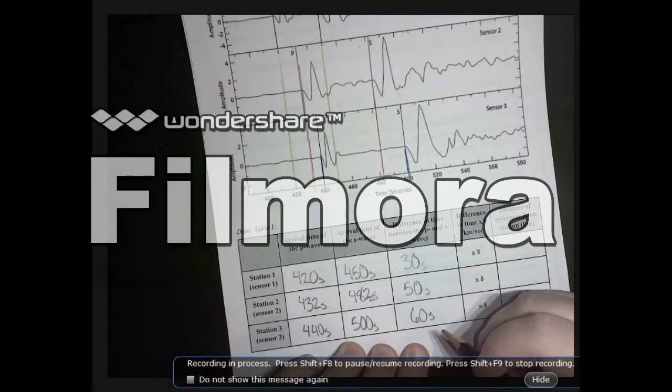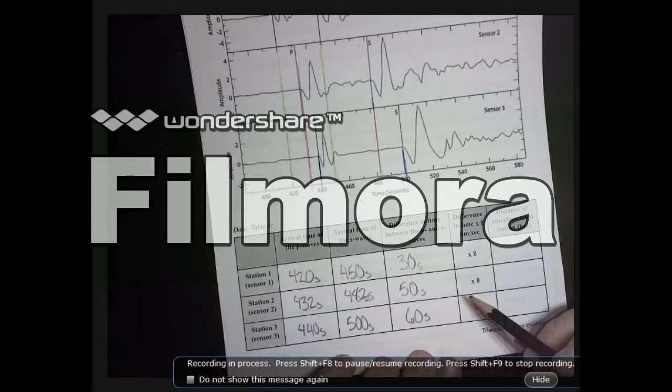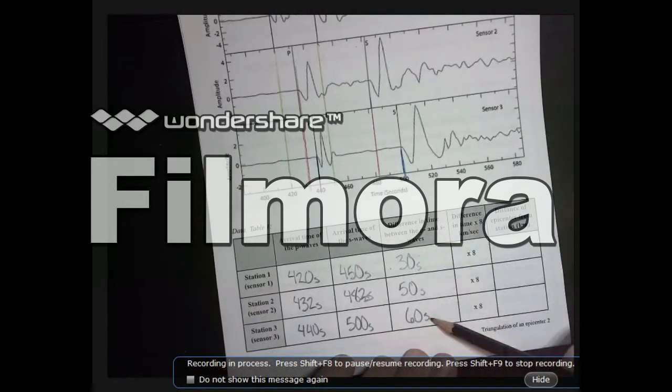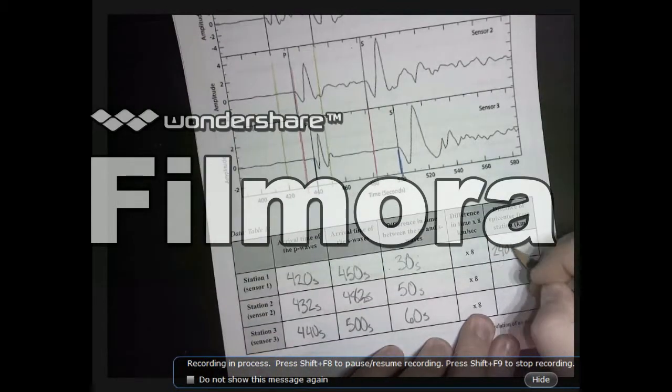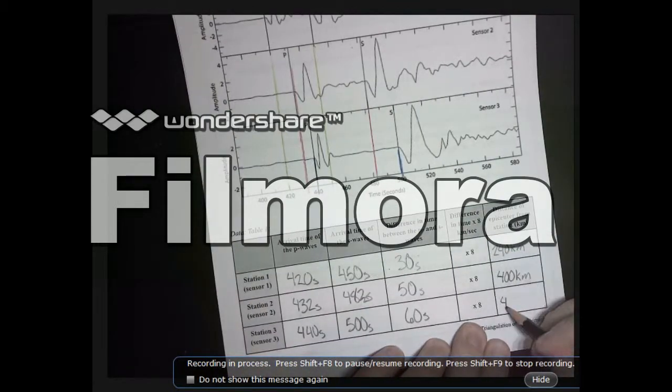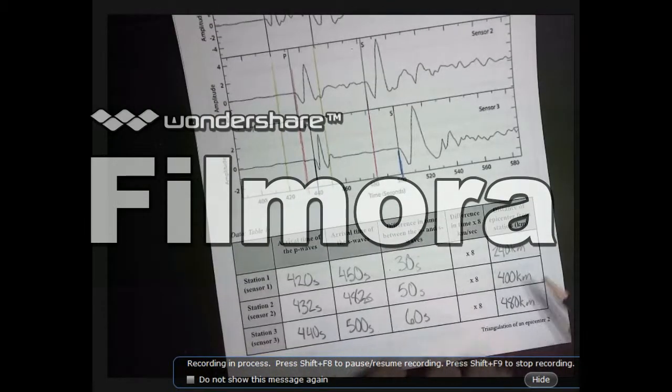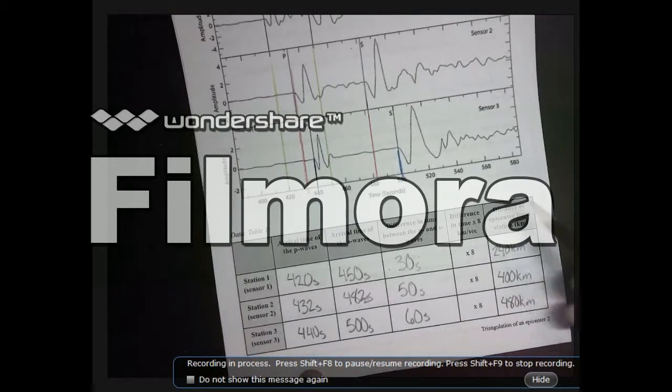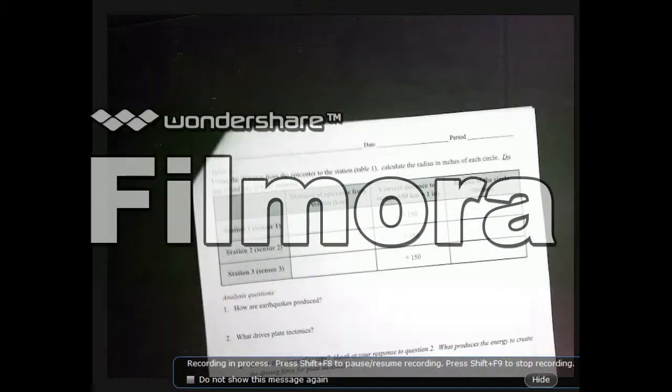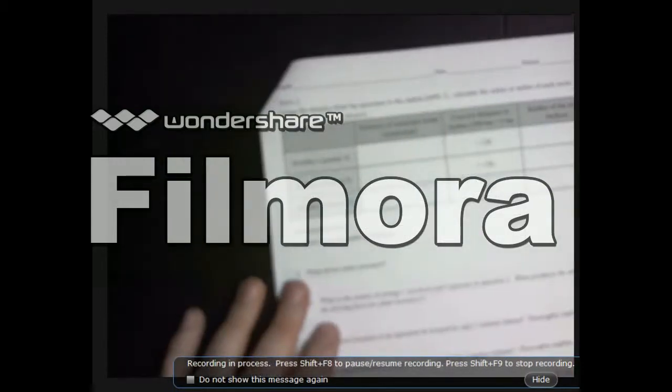Now, continuing to fill out this table, we multiply each number by 8 because the difference in wave speed between P and S waves is about 8 kilometers per second. These distances represent that the earthquake could have occurred anywhere within a 360-degree circle at that distance from the station. You transfer all of your information over to the next table.